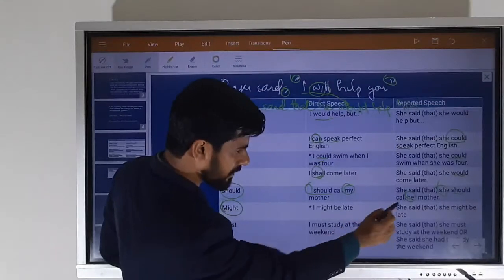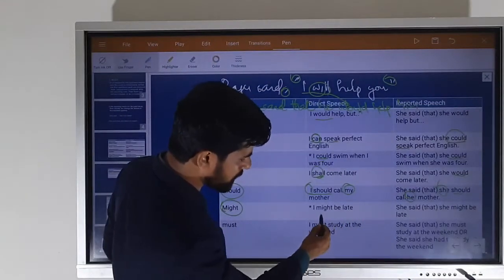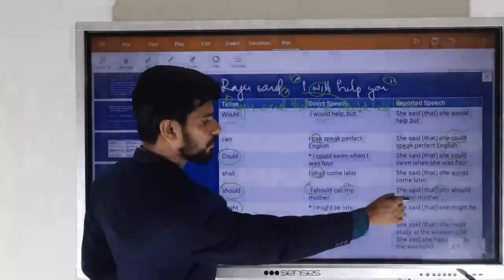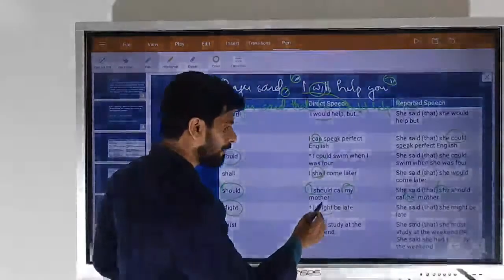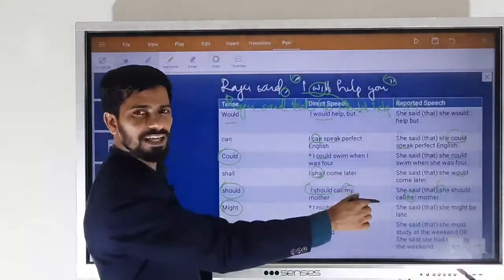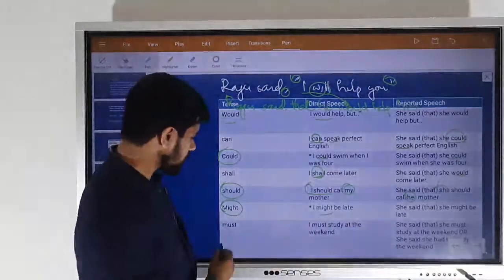Okay, "might" becomes "might" itself, and "that" too. I might be late. She said that she might be late. If it is already "may" here, then you will convert it as "might." If she says, "I may be late," then you can say she said that she might be late. Understood? And "must."